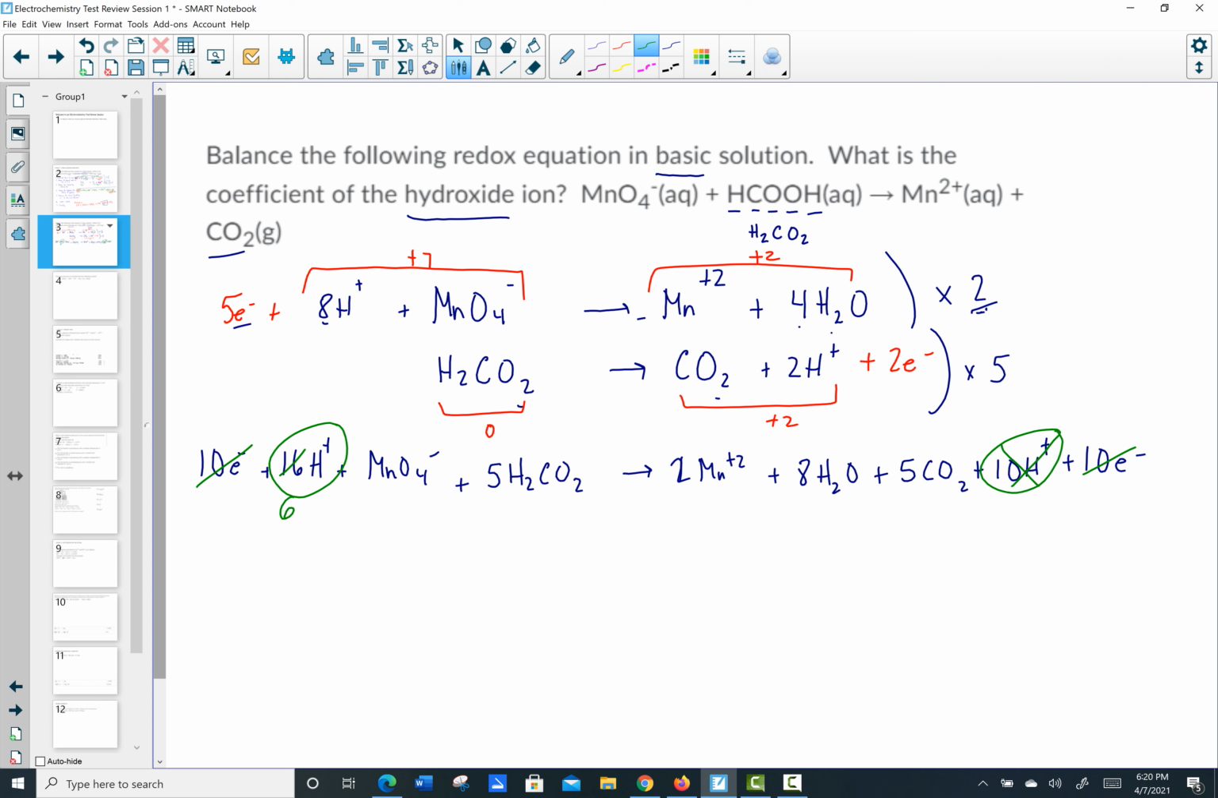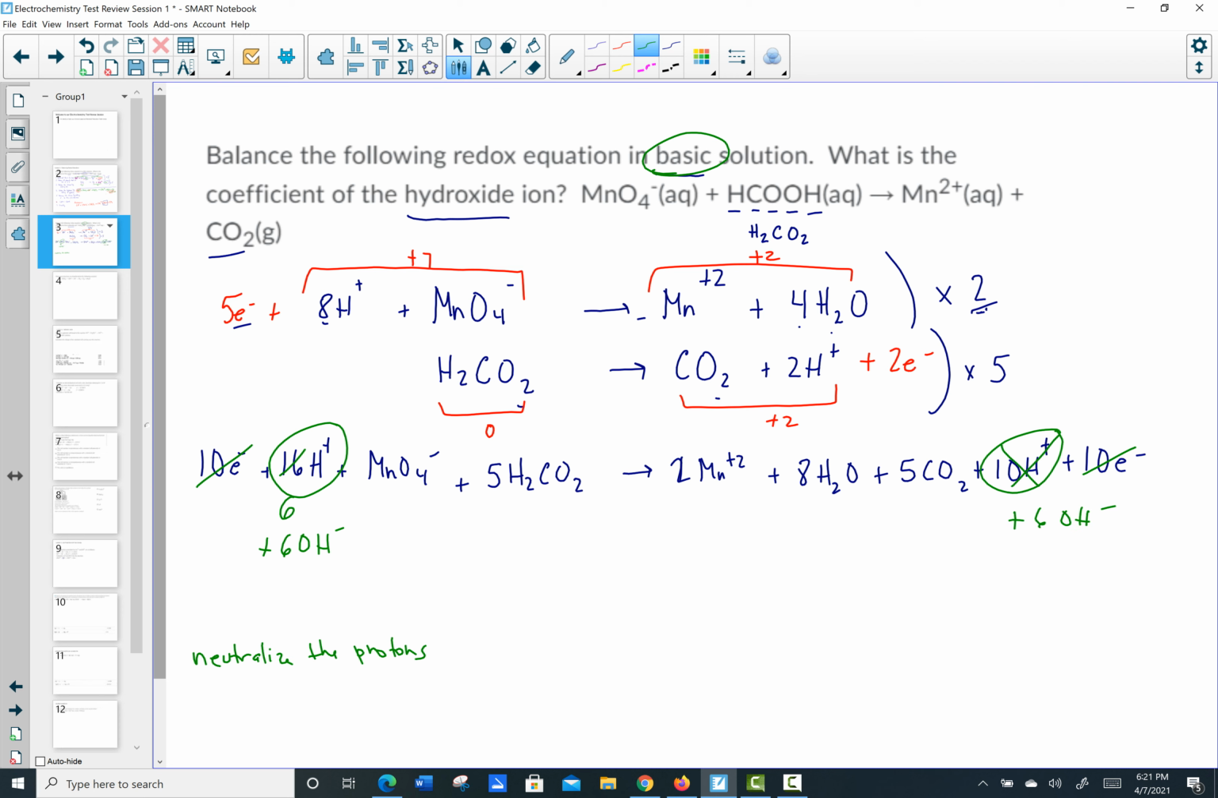And friends, if this were an acid solution, we'd be done. But it's not. It says we're in a basic solution. So we know there are additional steps to neutralize the protons. On the left side, we have 6 positive protons. We need to neutralize those by adding 6 hydroxides to both sides. So I'm going to add 6 hydroxide ions to both sides.